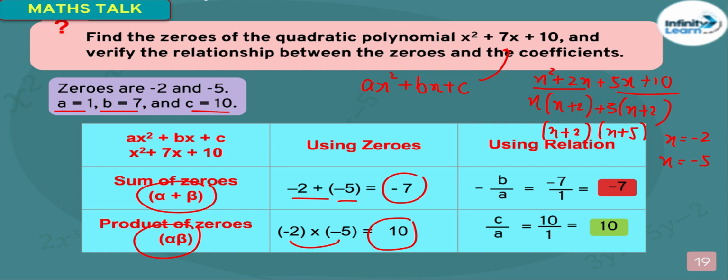Does anybody have any doubt till here? Each and everything is clear. What does the relation say? Alpha plus beta is nothing but minus b by a. What is the value of b? 7. So minus 7 upon 1. We are getting the same. We have verified. Product of zeros is c by a. The value of c is 10. The value of a is 1. So we have verified the relation. Clear? Anybody having any doubt in this?